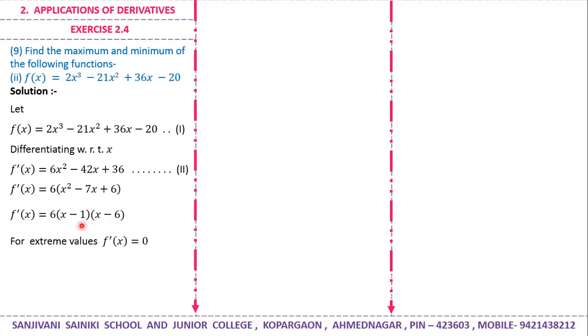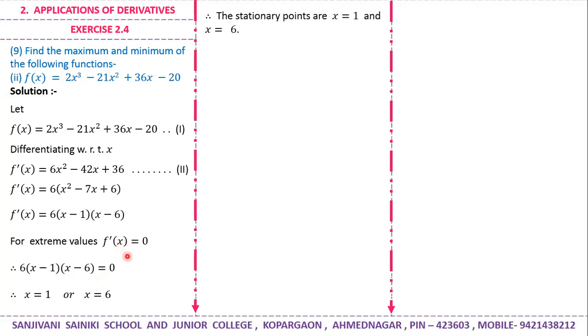So f dash of x is equal to 0. It is necessary to have the extreme values. So f dash of x is equal to 0 implies x minus 1 into x minus 6 is equal to 0. So x is equal to 1 or x is equal to 6. These are the stationary points, or one can say turning points of the function.